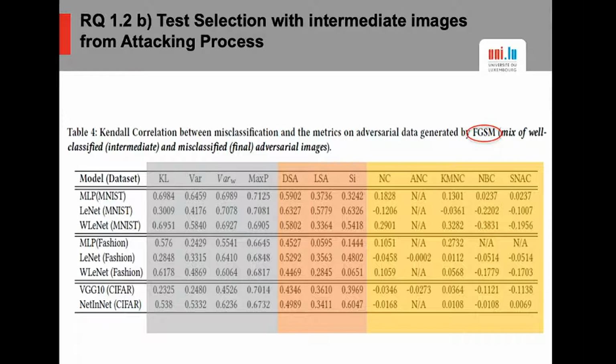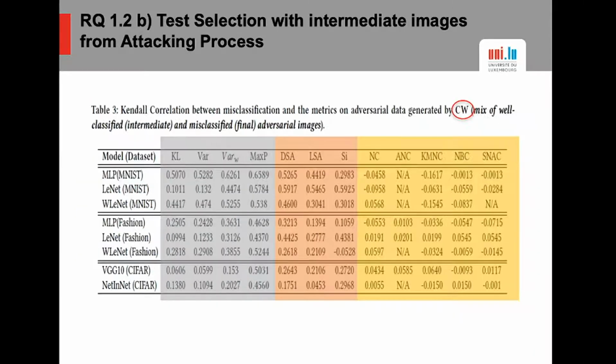When we consider FGSM, the correlations are similar to the situation when we mix real data with adversarial data. However, in the case of CW, they get weaker, although they remain medium to strong for some metrics. In particular, the correlation of KL decreases, although this metric performed well in the previous experiment.